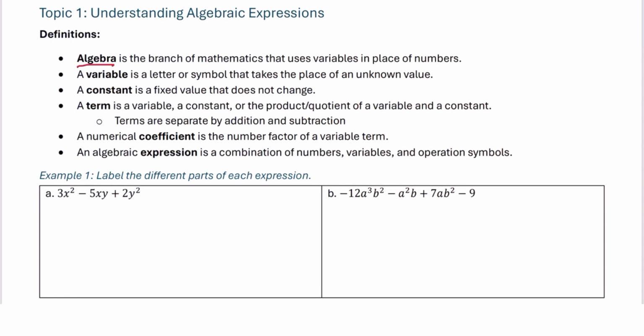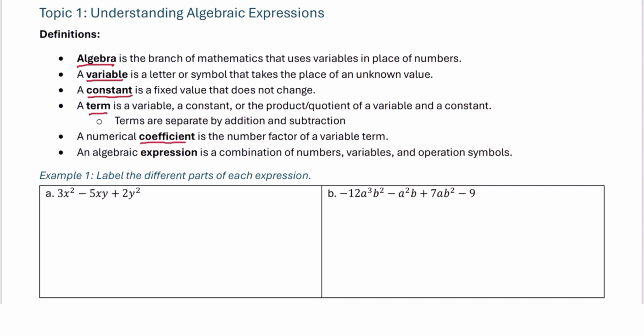Algebra is the branch of mathematics that uses variables in place of numbers. A variable is a letter or symbol that takes the place of an unknown value. A constant is a fixed value that does not change. A term is a variable, a constant, or the product or quotient of a variable and a constant. Terms are separated by addition or subtraction.